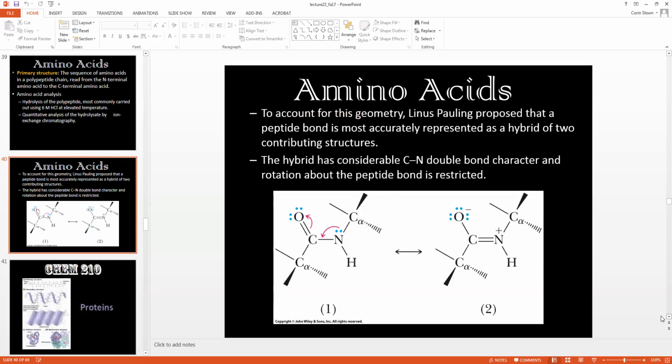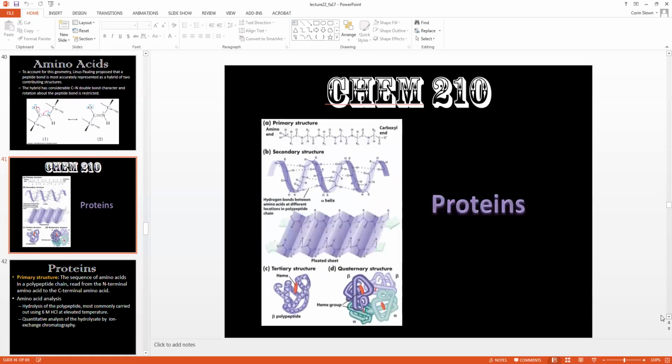In order to account for the geometry that we observe within peptide bonds, Linus Pauling proposed that a peptide bond is most accurately represented as a hybrid of 2 contributing structures. So the hybrid has considerable carbon-nitrogen double bond character, and rotation about the peptide bond is restricted. Now in reality, this is only about 40%. However, what we need to understand is that this resonance is something that we've already seen before and you should be comfortable drawing.